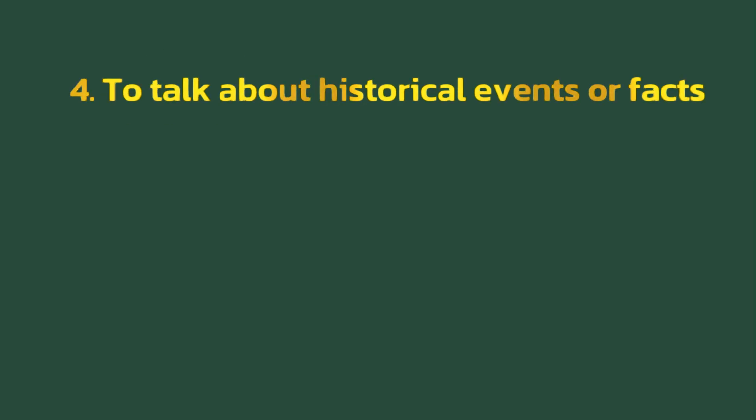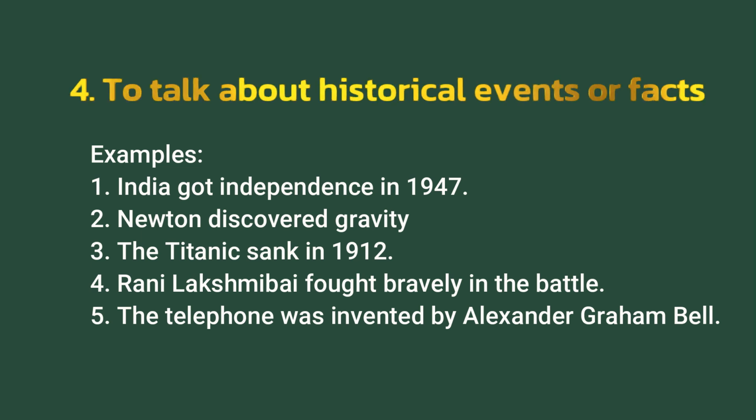Next, to talk about historical events. We use past tense to talk about history and past inventions. Examples: India got independence in 1947. Newton discovered gravity. The Titanic sank in 1912. Rani Lakshmibai fought bravely in the battle. The telephone was invented by Alexander Graham Bell.